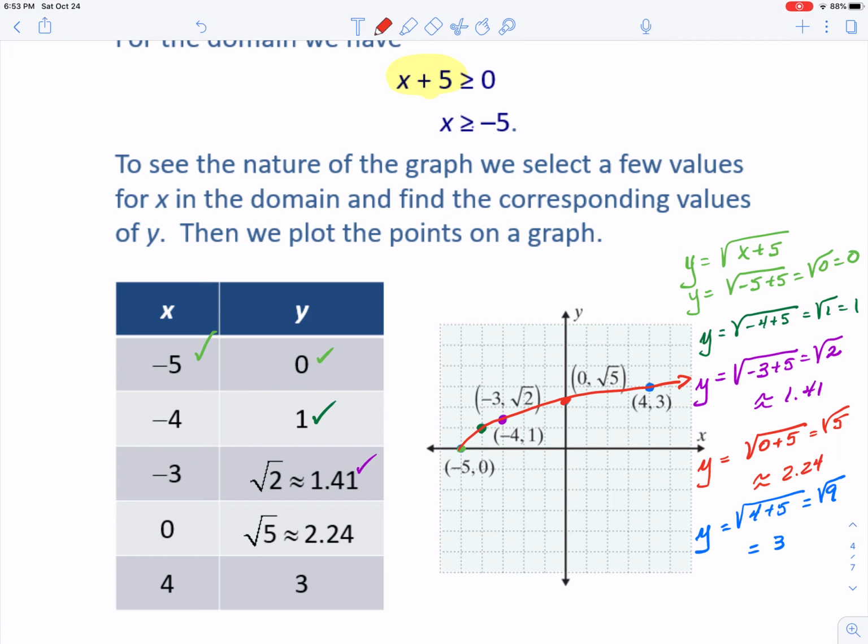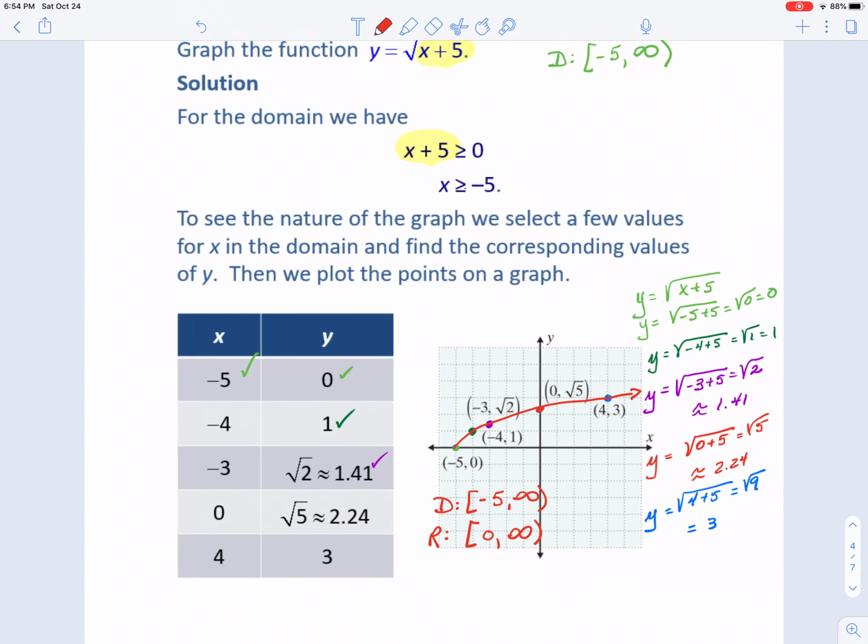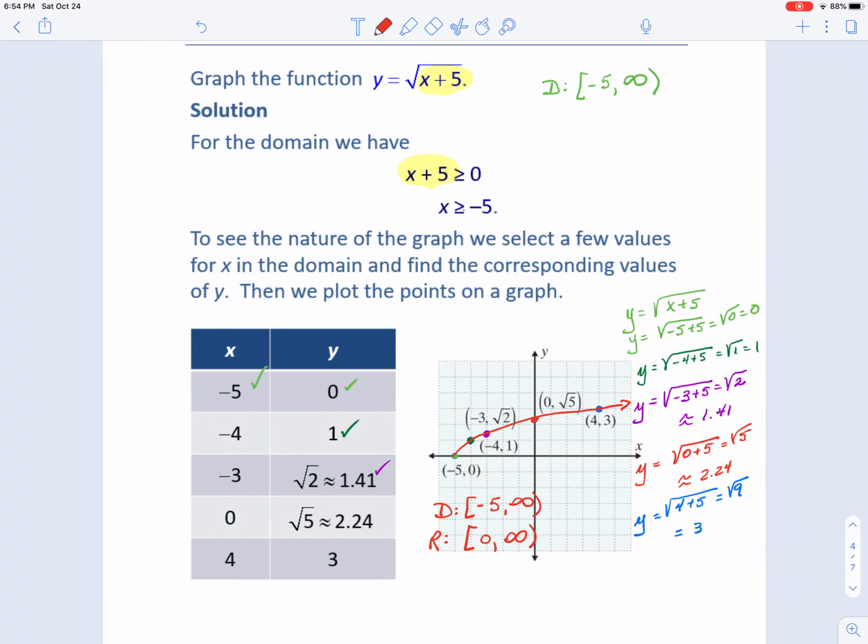And we've already got the domain. Let me just write it down here again. From -5 to positive infinity. And the range here, it never goes below 0. But it does continue to go higher and higher as the graph moves along with larger and larger values of x. We get larger and larger values of y. So I hope that helps you some to work in Chapter 9, Section 6.